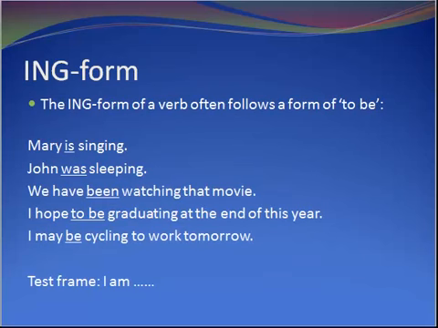The ing form is easy because it ends in ing, and we find that it often follows a form of to be. So Mary is singing, John was sleeping, we have been watching that movie, I hope to be graduating at the end of this year, I may be cycling to work tomorrow. So as a test frame you can use I am ... Yeah, I am singing.